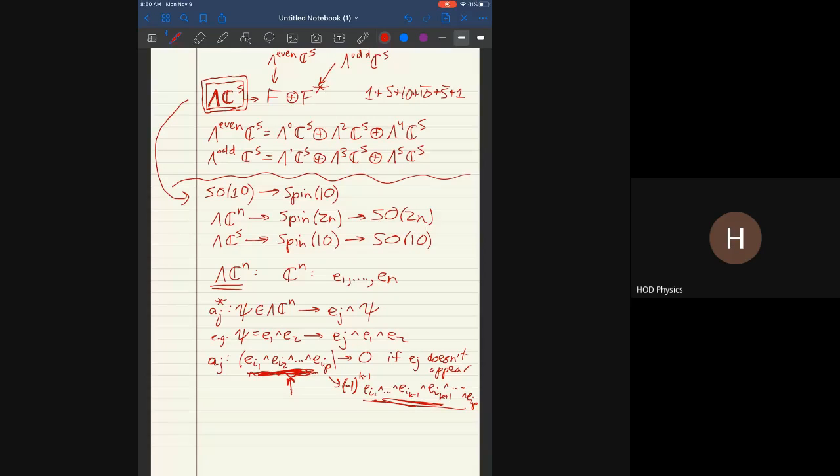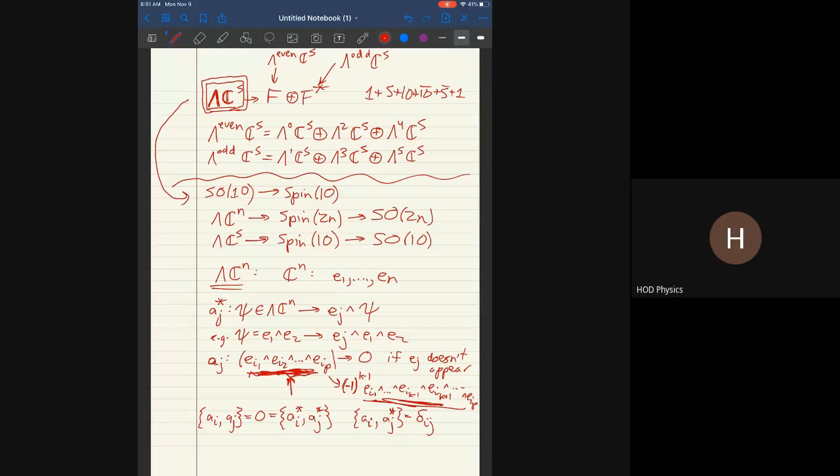And the point of all of this is that now that we've defined these two operators, you can check that they satisfy the same rules as the creation and annihilation operators for fermions. So the anti-commutator of Ai and Aj is 0, as is the anti-commutator of Ai star and Aj star. And the anti-commutator of Ai with Aj star is equal to the Kronecker delta of i and j.